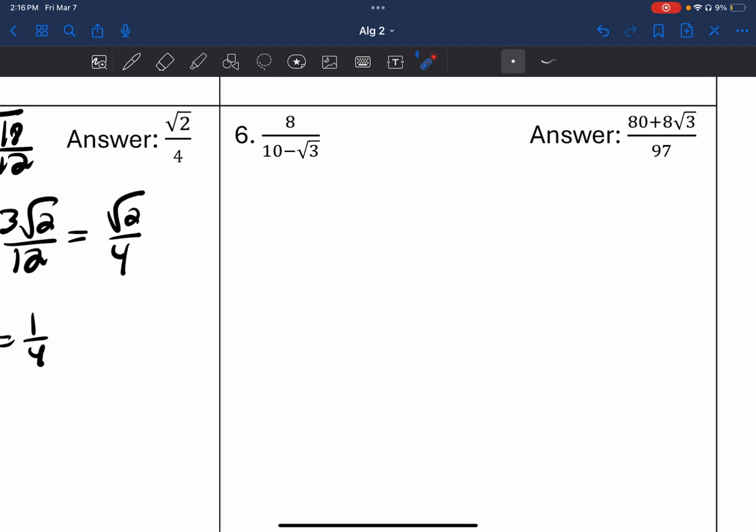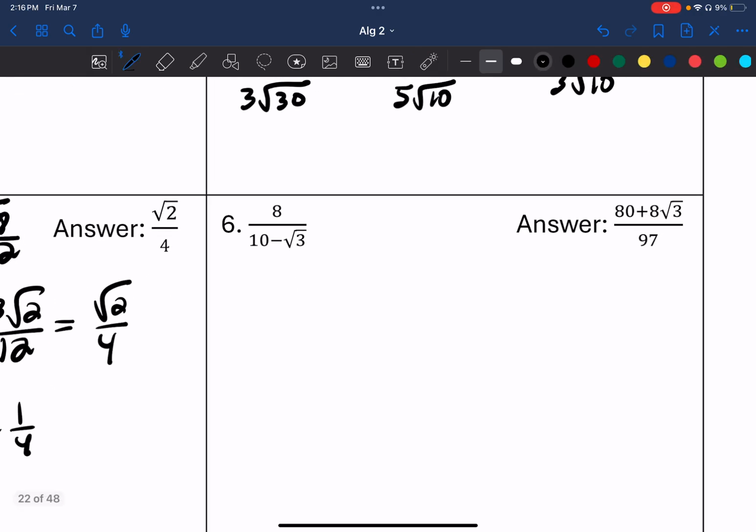All right, so now we're into the conjugate case, right? The binomial case. We have two things going on. And as we saw in class, that means we need to multiply by the conjugate. The conjugate being an expression that has the same two terms, but with the opposite sign in the middle. So this would be 10 plus root 3, and this would be 10 plus root 3.